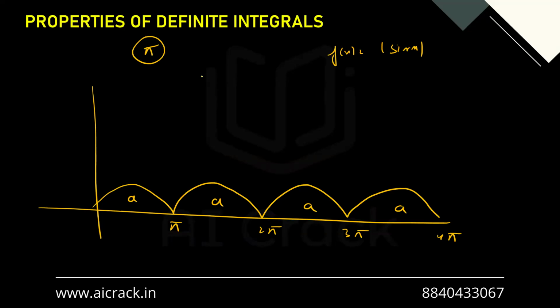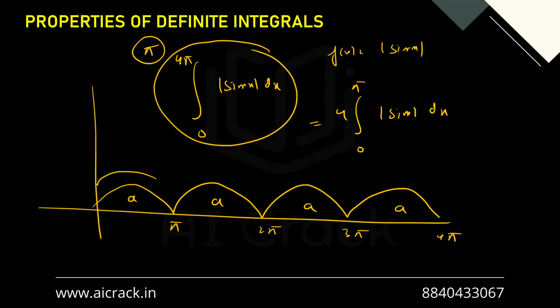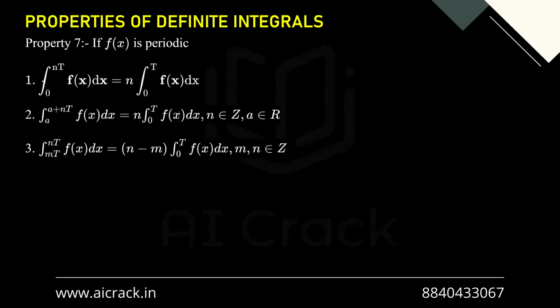Now if you want to calculate integral 0 to 4 pi modulus of sin x dx, can we say that this is the same as integral 0 to pi, 4 times modulus of sin x dx? Why? Because this area, this area, this area, and this area are the same. We want to calculate the area from 0 to 4 pi, so we can just calculate the area for one single cycle. Rather than calculating for 4 cycles, we calculate for one single cycle and multiply that by 4, right? We can do that. So that is what property 1 is all about.